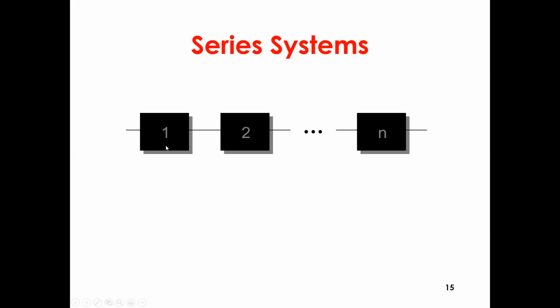Now, if I have a series connection, how can I determine the reliability of the system? If R1 is the reliability of component 1, R2 is the reliability of component 2, and RN is the reliability of component N, then the reliability of the system is just the product of the reliabilities of the respective components.